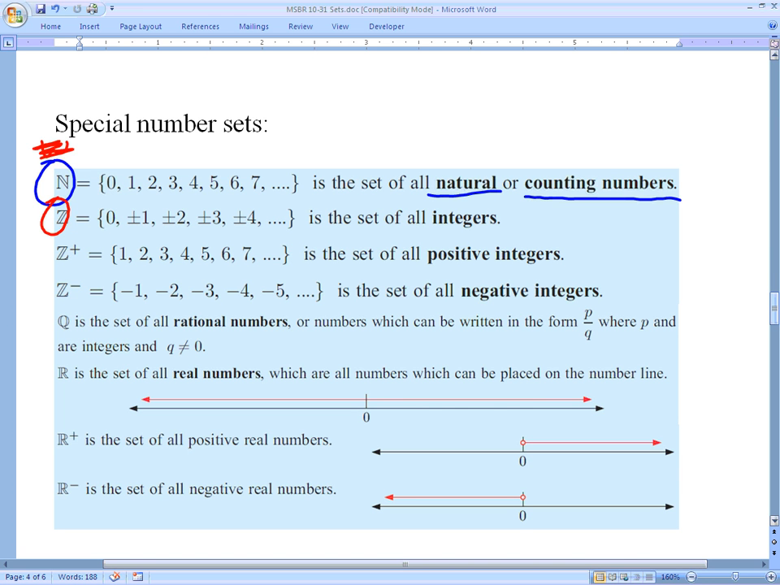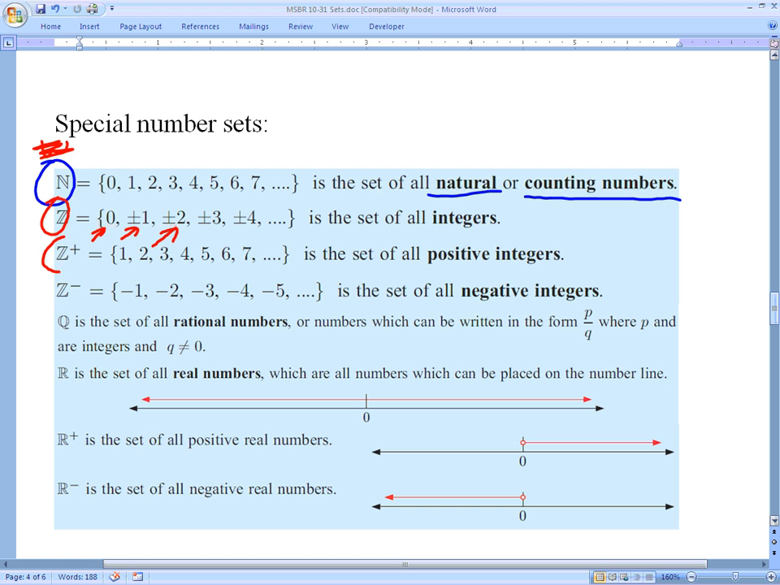Z stands for integers. It's a German word for numbers that begins with Z, and that's where the Z comes from. And that is all of the natural numbers and their opposites. Well, 0 has no opposite, or its opposite is itself. And then you take a number like 1 and its opposite, which is -1, and then 2 and its opposite, which is -2, so on and so forth. So no fractions still, but it does include negative numbers.